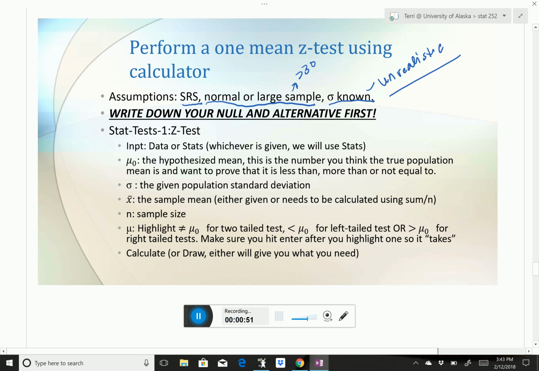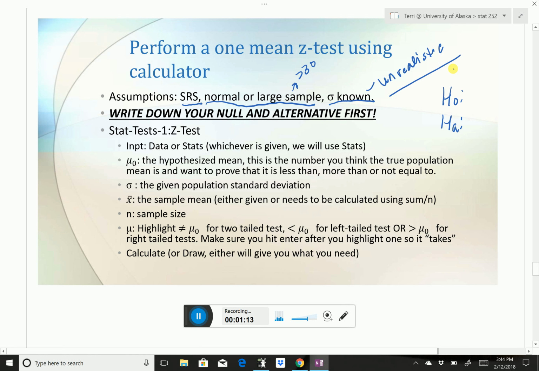So we always write down our null and alternative first, H naught and HA, before we get started on doing any test. This is extremely important. So I want to do an example while we're doing this. Let's do an example about men's heights in the world.